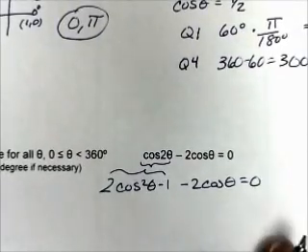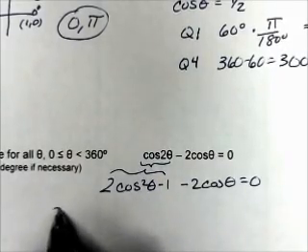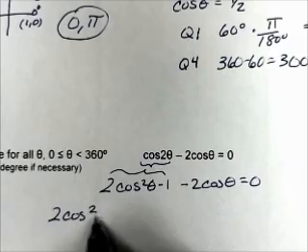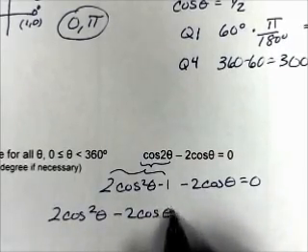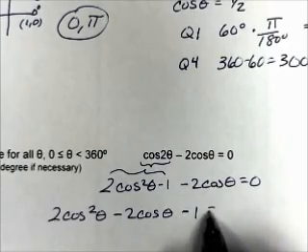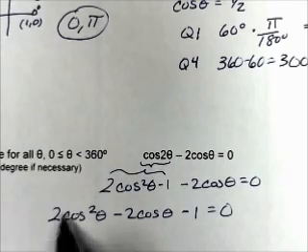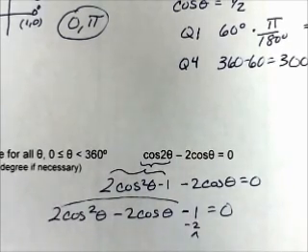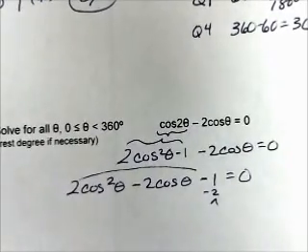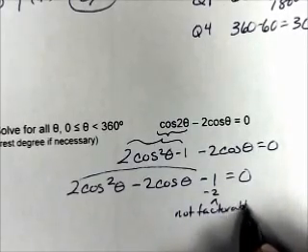Okay, now I'll put it in standard form. This is my quadratic one. 2 cosine squared theta. Next, the linear minus 2 cosine theta. And then the constant minus 1 equals 0. I'll attempt to factor. 2 times negative 1 is negative 2. But there are no factors of negative 2 that are going to add to negative 2. So it's not factorable. So we use the quadratic formula.